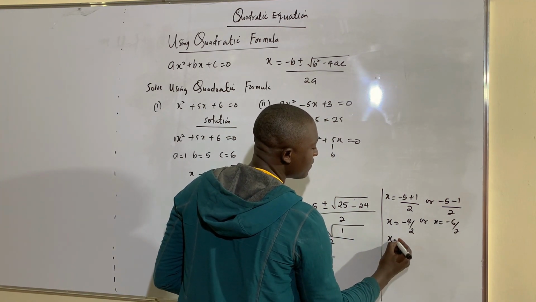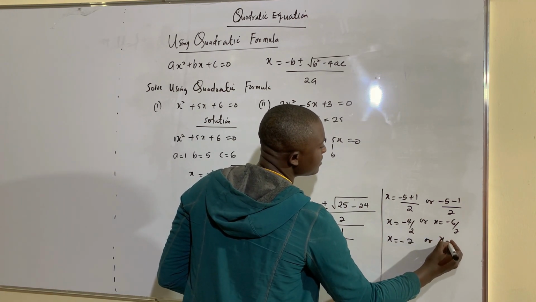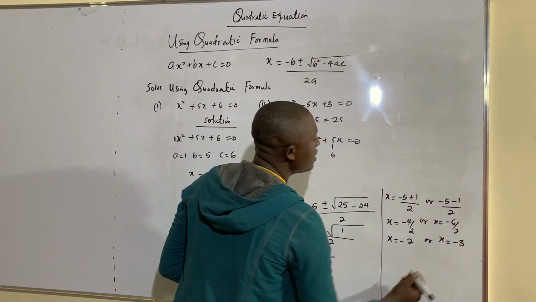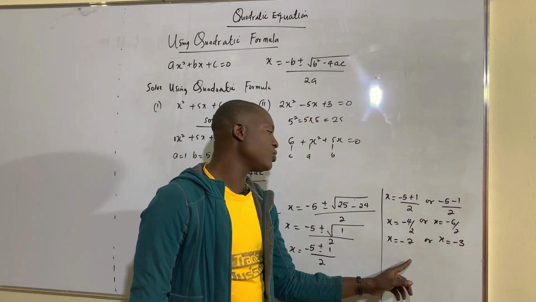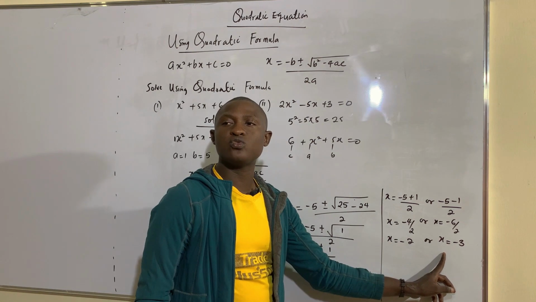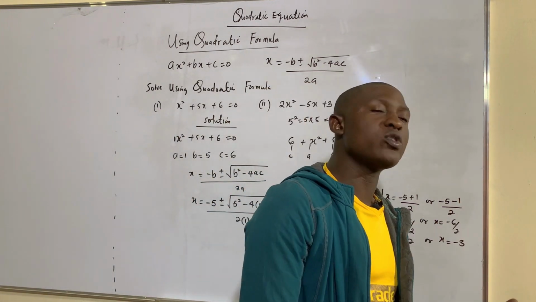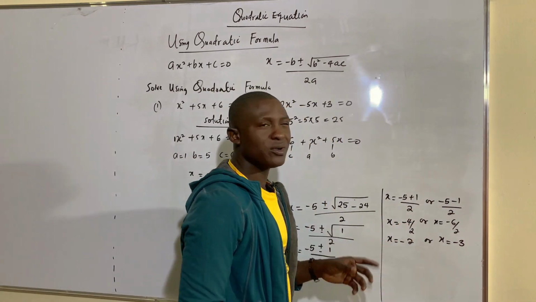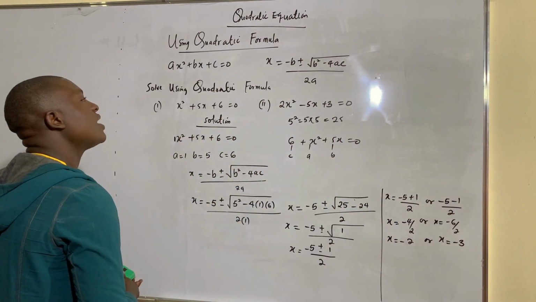So here I can have x is equal to minus 2, in 4 I will definitely have 2, or x is equal to, in 6 I will have minus 3. So that means here our x is equal to minus 2, and as well our x is equal to minus 3. So either you apply factorization, or you apply the completing square method, or you apply this quadratic formula, you can see that you are going to get the same result. So let's take a look at the second problem.